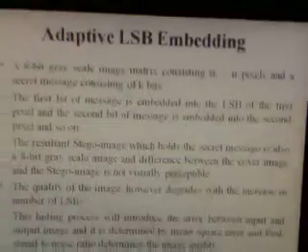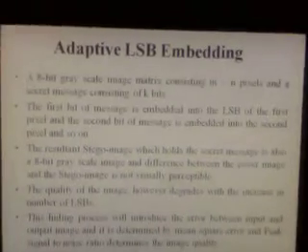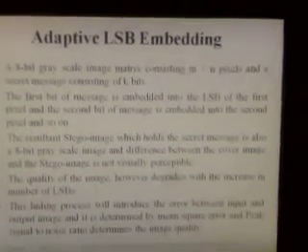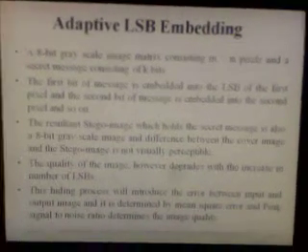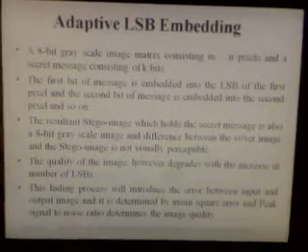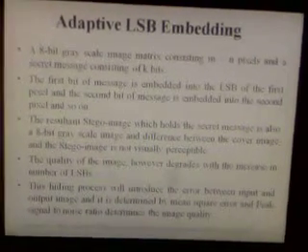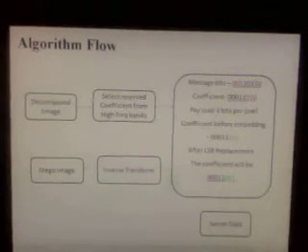Adaptive LSB embedding. The first bit of the message is embedded into the LSB of the first pixel and the second bit of the message is embedded into the second pixel. The resulting Stego image, which holds a secret message, is an 8-bit grayscale image. The quality of the image, however, degrades with the increase in the number of LSBs. This is the algorithm flow of LSB.